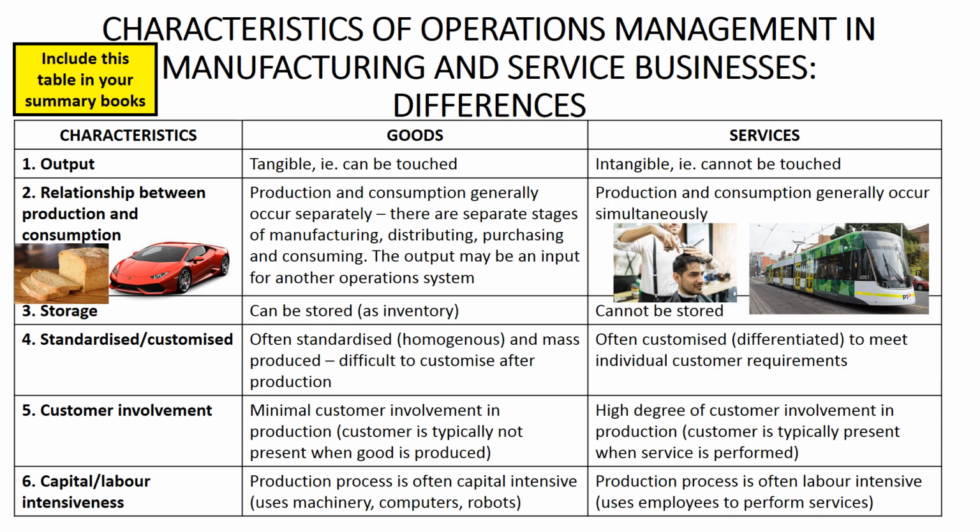Sixthly and finally, the production process used by a manufacturing business is often capital intensive. That is, it often makes greater use of inputs of capital resources than of labour inputs. Whereas the production process used by a service business is often labour intensive. That is, it often makes greater use of labour inputs than of inputs of capital resources.